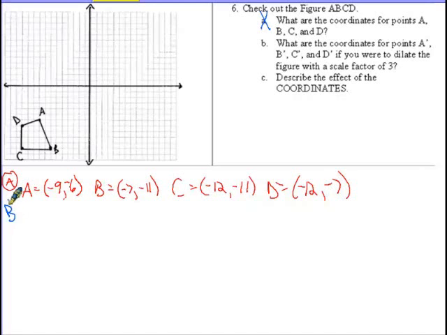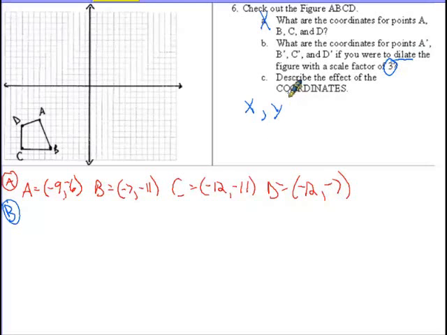But that's nothing new, so let's move on to letter B. What are the coordinates for points A prime, B prime, C prime, D prime, if you were to dilate the figure with a scale factor of 3? Alright, so now here is how you dilate with any kind of scale factor. You have your x value and you have your y value.